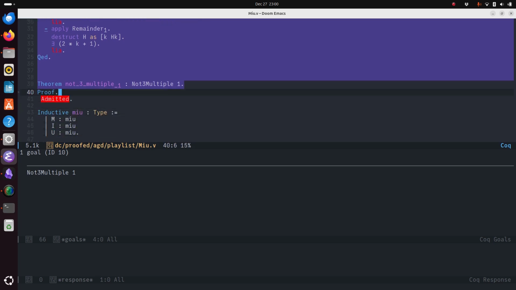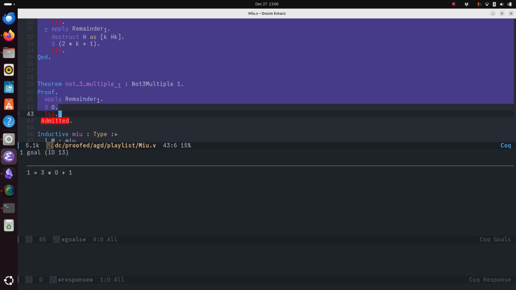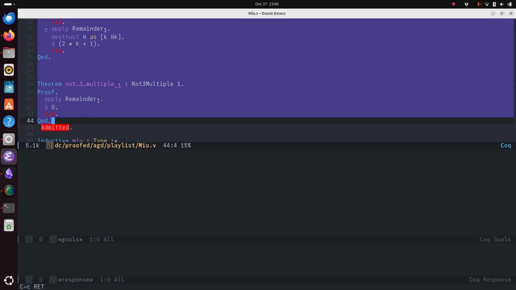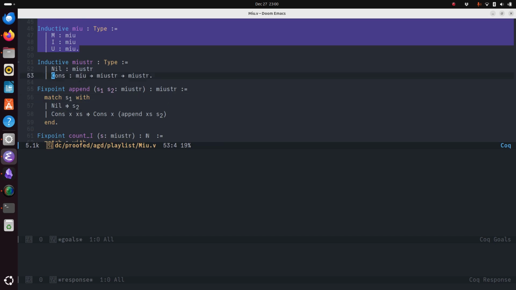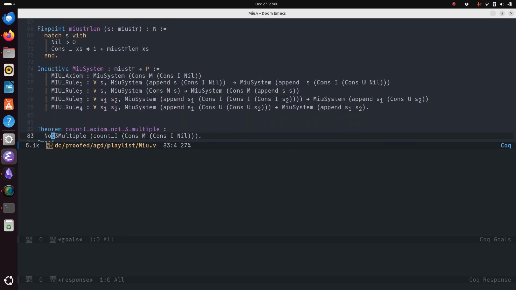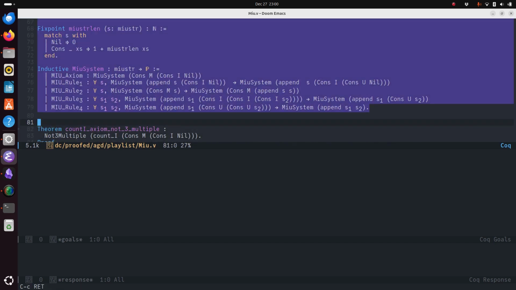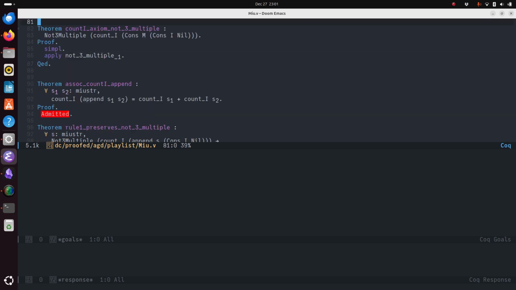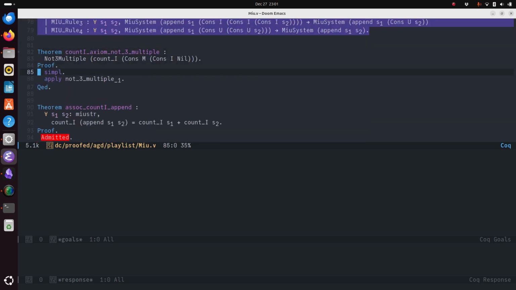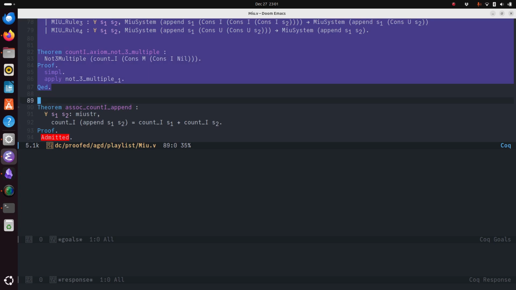Let us do another simple example. Here we will prove that 1 is not a multiple of 3. In Rocq as well, we used exactly similar data types. And our MIU system follows this similar pattern. Now, let me do one last proof here. Let me prove one last lemma here.